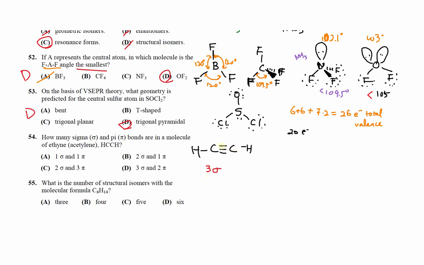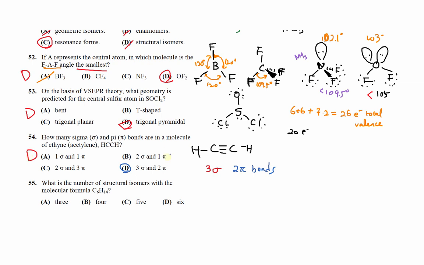Now the second and third bond between carbon and carbon, in our triple bond, are going to be attributed to pi bonds. So we have 2 pi bonds. Okay. So the answer is D.